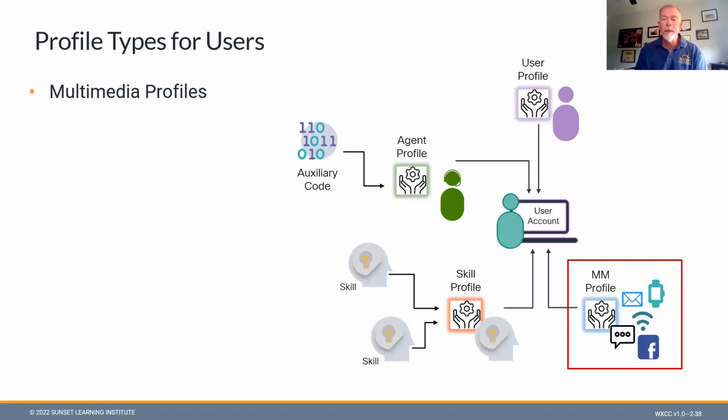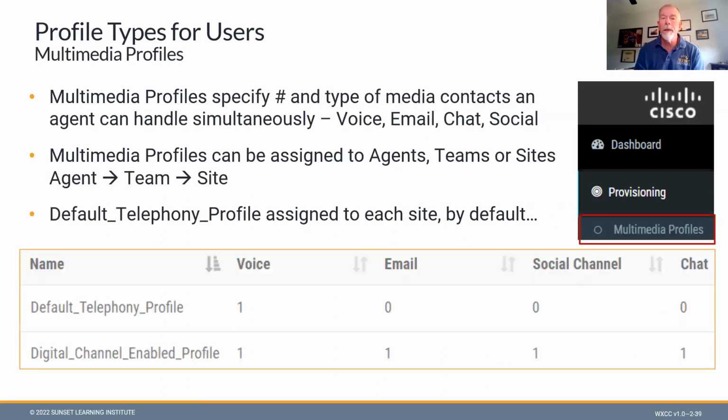Multimedia profile is the next topic of discussion here. A multimedia profile is what it sounds like it is. It's what types of different media can I take as, in this particular case, an agent. So I've got a multimedia profile built by default called the default telephony profile you see on the screen. The default telephony profile just allows you to take one type of a voice call. No email, no social channel types of media, no chat. That's cool. If you want to create another multimedia profile, you certainly can.